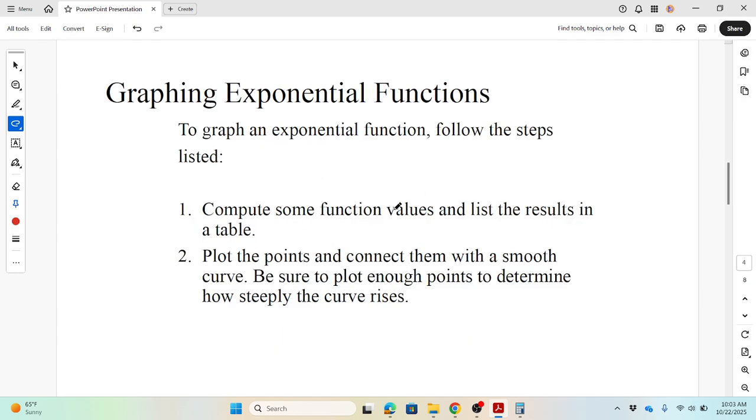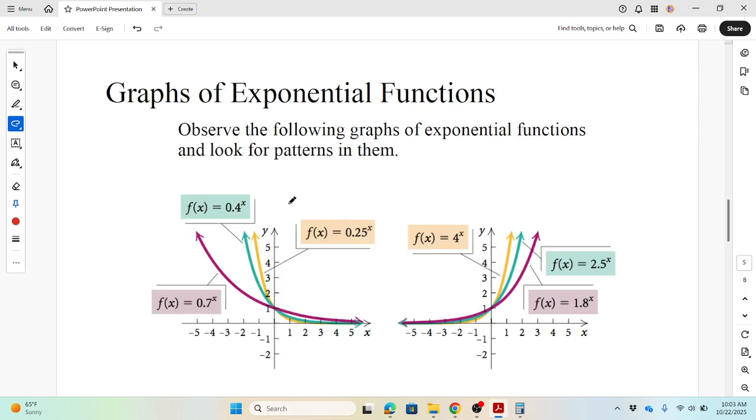How do you plot the graph? You just find some points using your calculator and plot them, and then you will eventually be able to see the graph. Basically, there are two different types of graph. If your base is less than 1, then the graph would look like one of these. These are the three examples. So it's going down.